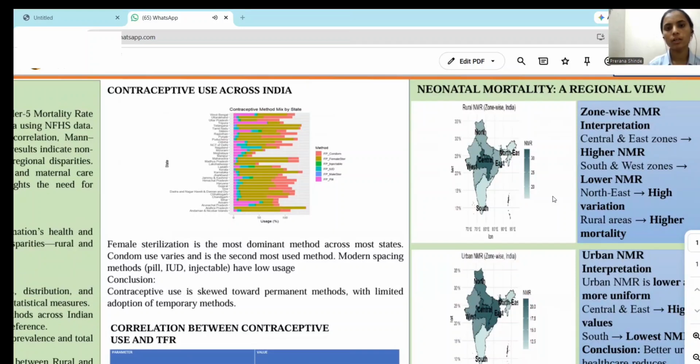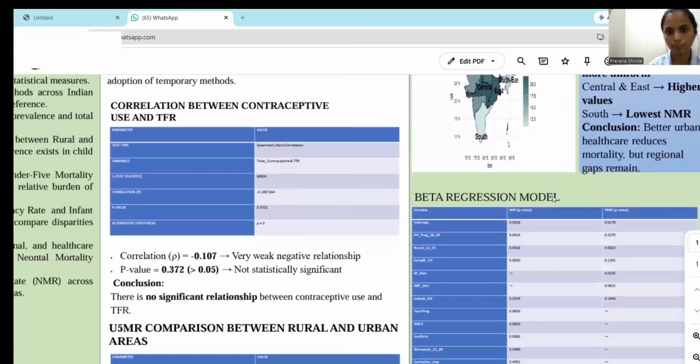Then we observe the neonatal mortality rate in rural and urban areas. The rural area has the maximum neonatal mortality rate as compared to urban.